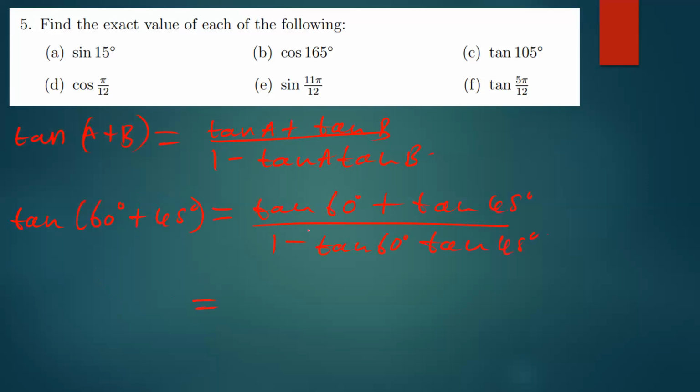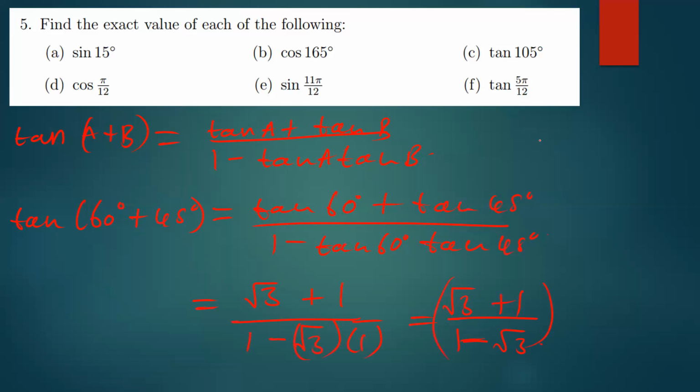So tan 60 from the table was the root of 3. Then we say plus tan 45 is 1. Then everything over 1 minus tan 60, which is the root of 3, and then tan 45 is simply 1. So you simplify this, and you're getting the root of 3 plus 1 over 1 minus the root of 3. Some lecturers will not allow you to leave your answer in this format.